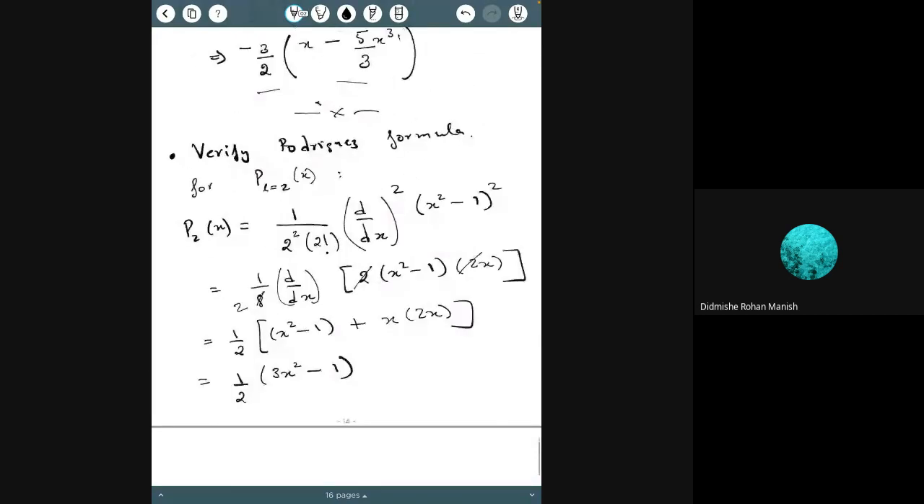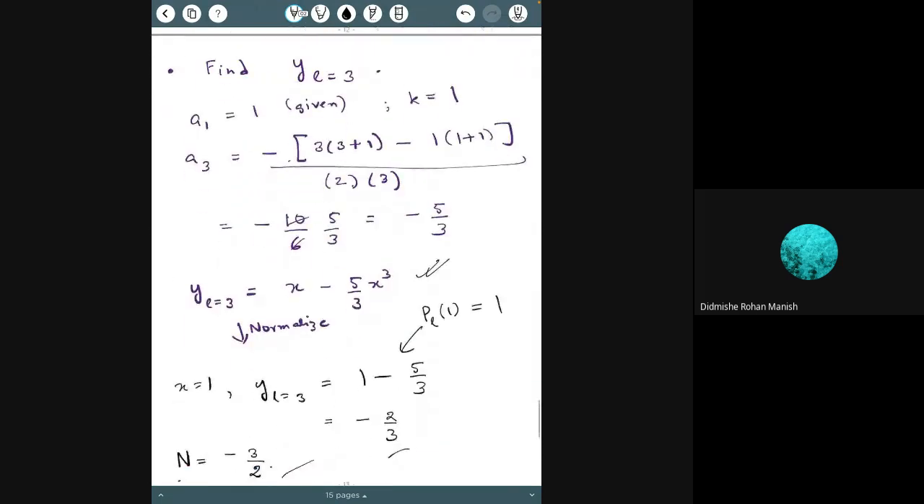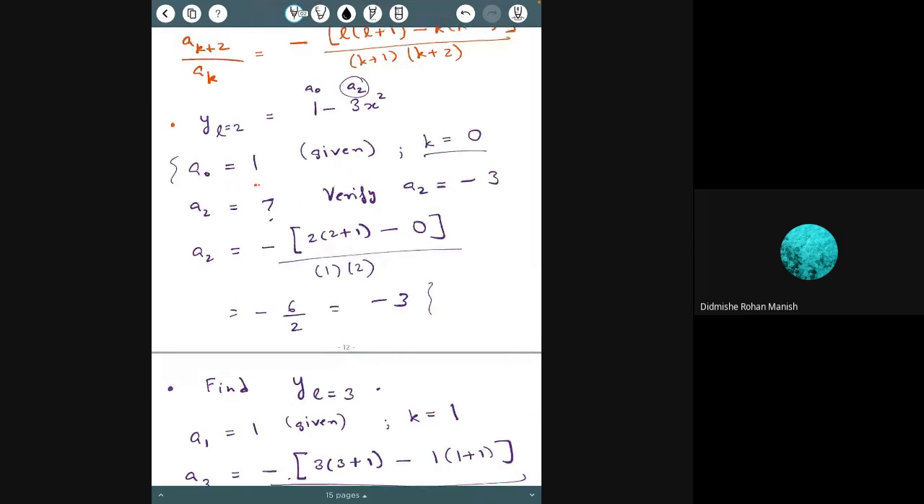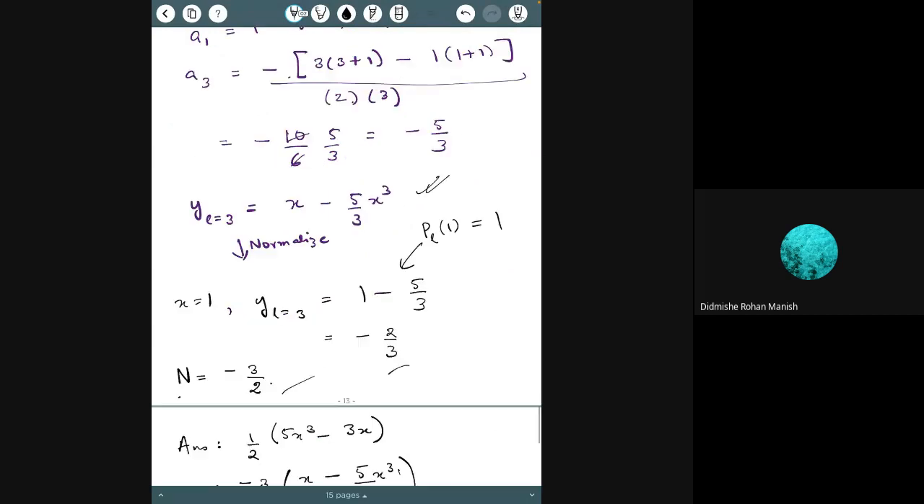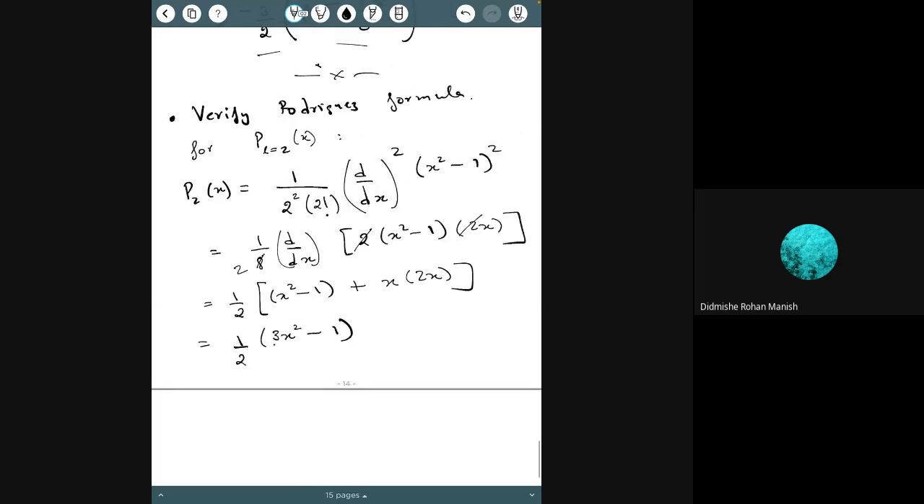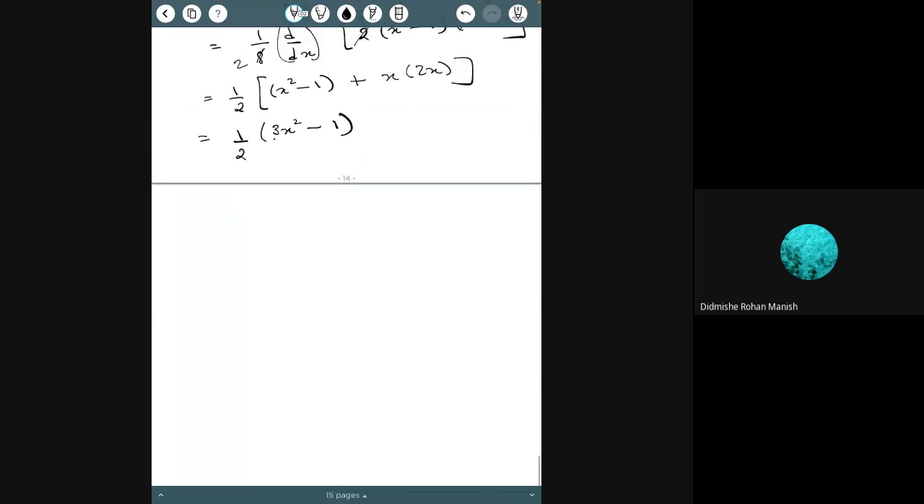And this is also what we got from the recursion formula. Right? Yes. 1 minus 3x square, and we also get, oh sorry, we got this one. So this is again the normalized form, remember, the Rodriguez formula. So let's try to see if we normalize 1 minus 3x square, what happens.